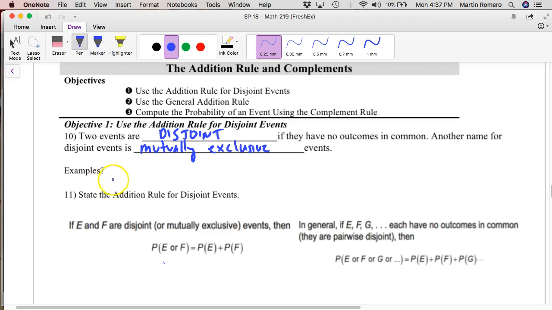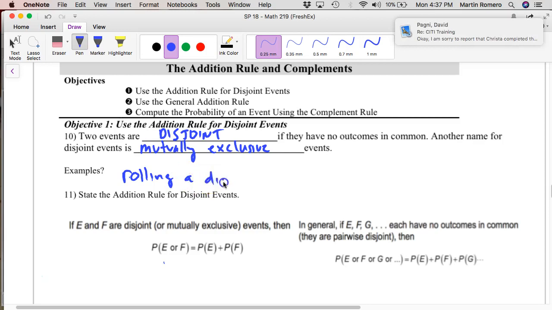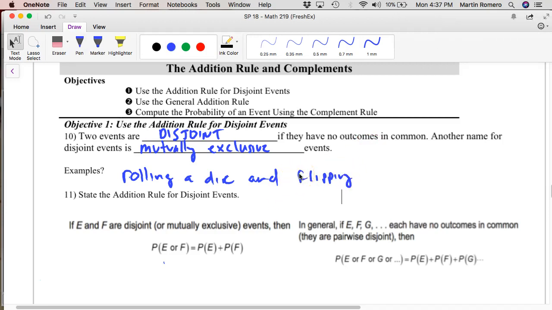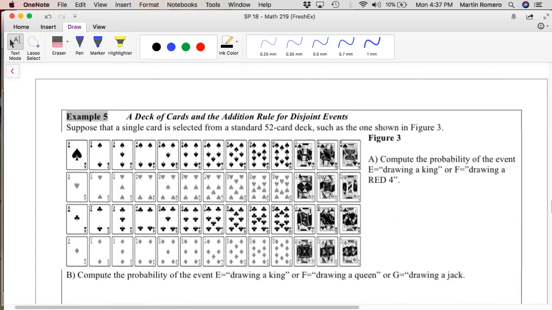Think of two events that have no outcomes in common: rolling a die and flipping a coin. There are no common outcomes. They have different things. That's a common gambling example. Rolling a die and flipping a coin. The outcomes here are 1 through 6, and heads or tails. There are no outcomes in common. I want to make sure we're thinking about that. So let's look at some examples with that.